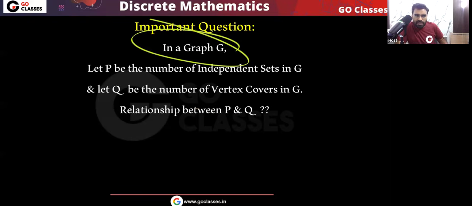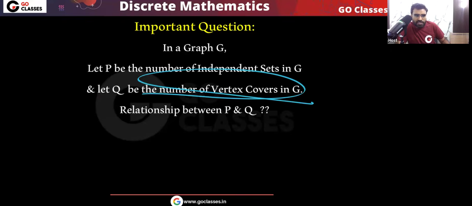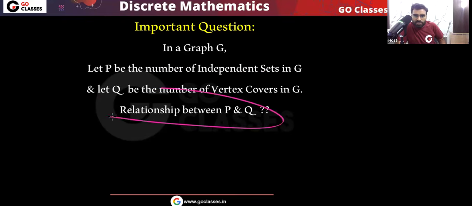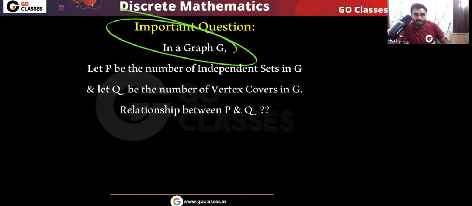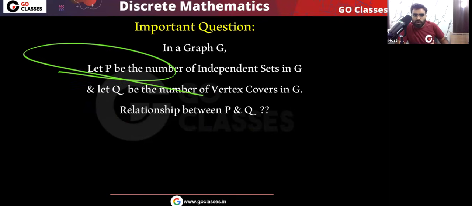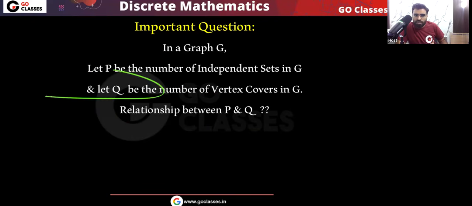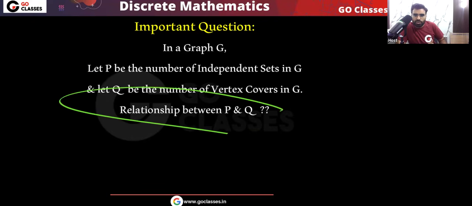In a graph G, any graph, this graph G can be any graph. Let P be the number of independent sets in G and Q be the number of vertex covers in G. Then what is the relationship between P and Q? Can you tell me, in any graph G, if P is the number of independent sets and Q is the number of vertex covers, then what is the relationship between P and Q? This is your question number 1.